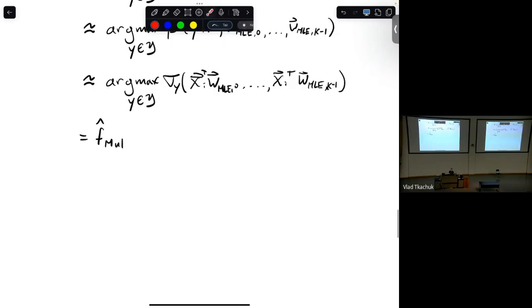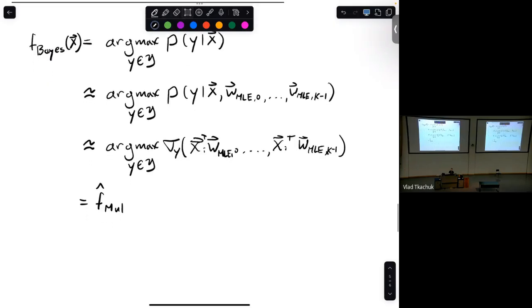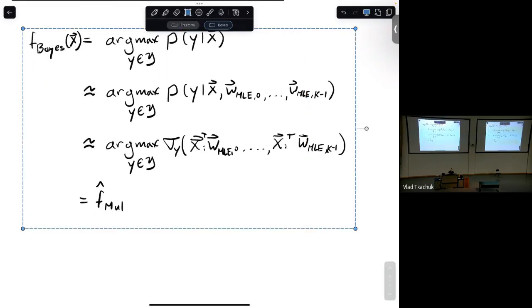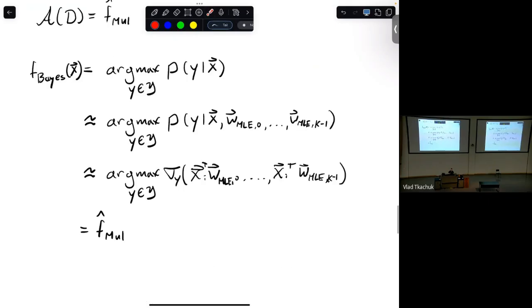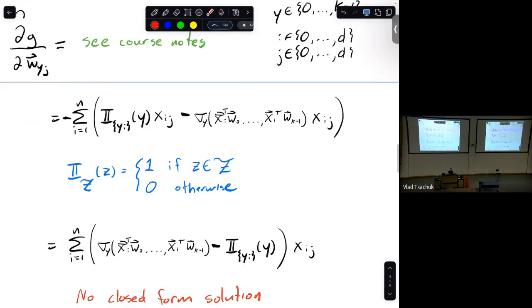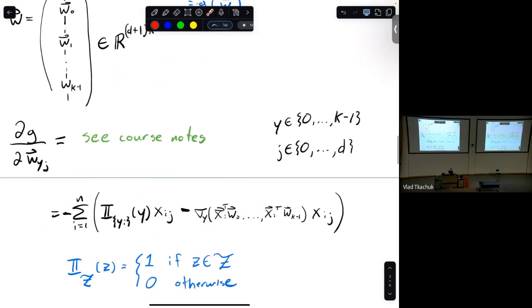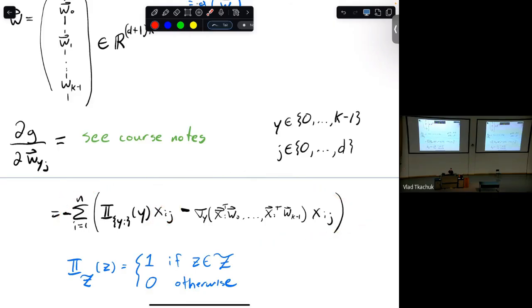We had this F hat binary before, now it's F multiclass. Our learner will simply take in the data set and output this thing. And the way it uses the data set is through calculating these maximum likelihood estimates of the weights, because solving this problem with gradient descent requires data. And where's the data? It's these x_ij's and these y_i terms here.